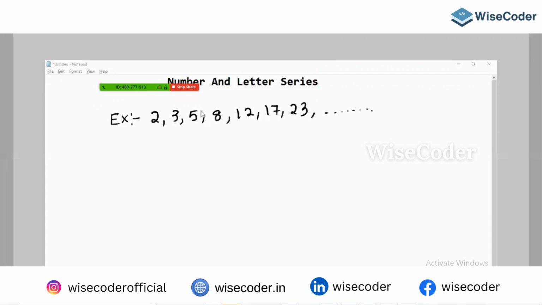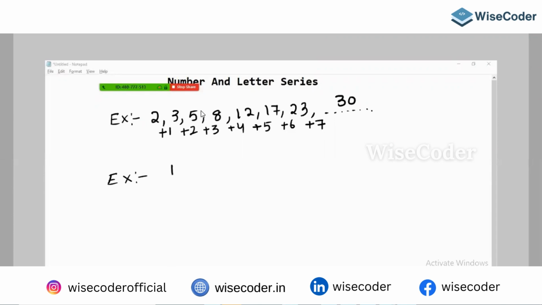Okay, now look at here. Plus 1, plus 2, plus 3, plus 4, 8 plus 4 is 12, plus 5, plus 6, plus 7. So 17 plus 6 is 23. So 23 plus 7 will give you 30. So the first variety is done, the second variety is done. It's an increasing order.